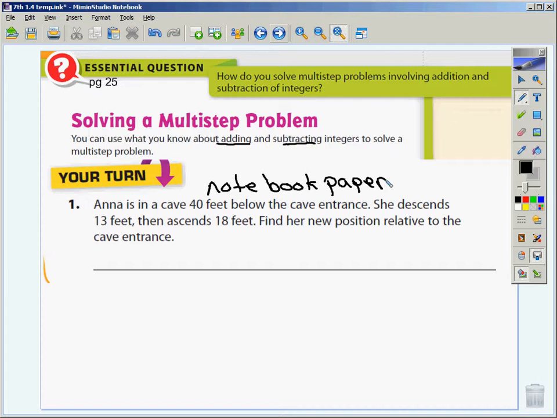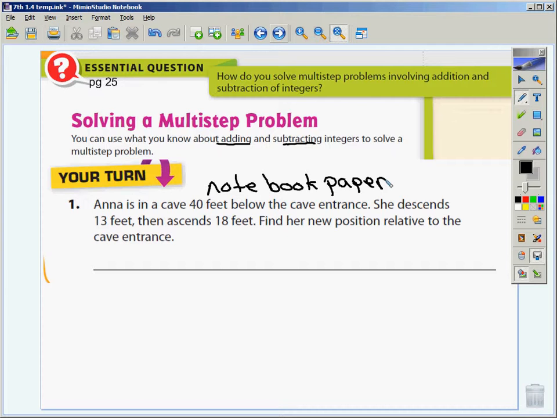So the first thing I have to do when I'm reading through a question like this is I have to be able to write an expression. And an expression, although this is in words, it's a word expression, I need to find a way to write it mathematically. So we read the entire question first to decide what they're looking for.